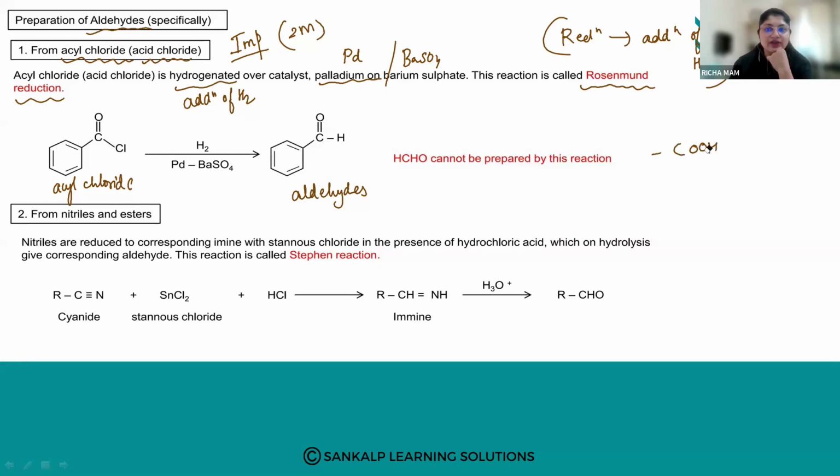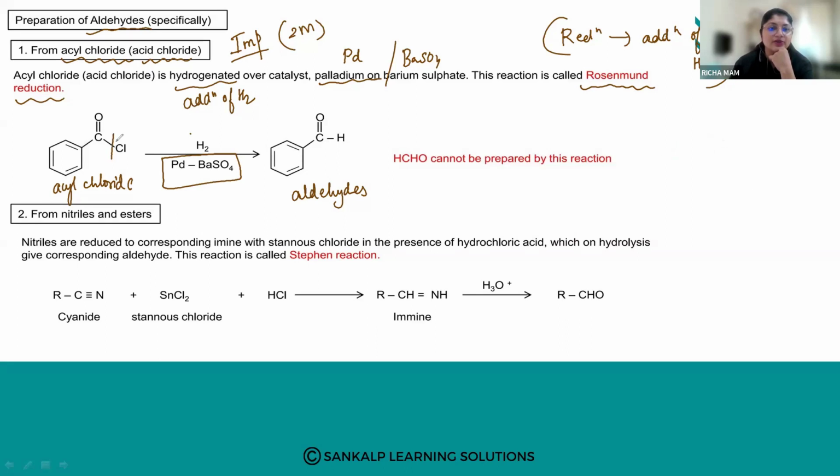So what we have done here, OH is replaced by Cl. So it becomes acid chloride. We have taken an acid chloride and we are doing hydrogenation, that is, we are adding hydrogen molecule with the catalyst palladium and barium sulfate. What will you get? You will get aldehyde.